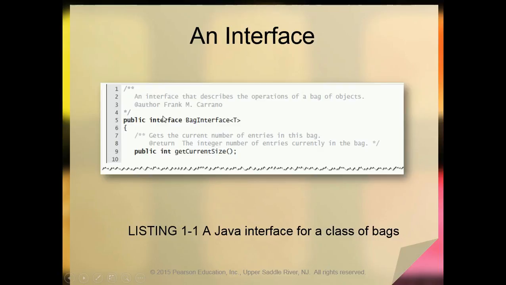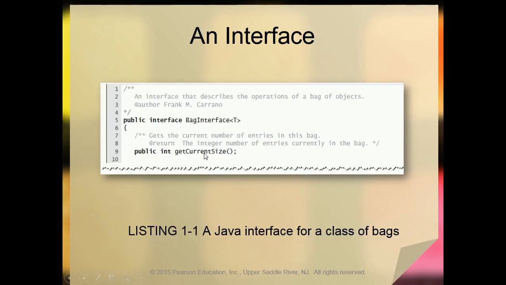When you declare an interface, you use the keyword interface. In this case, we give it the name of the interface, which is called BagInterface, and T is the type of object. It's basically a class that you write somewhere else and pass to the interface. Remember, interfaces are nothing more than method interfaces. They don't contain the code.